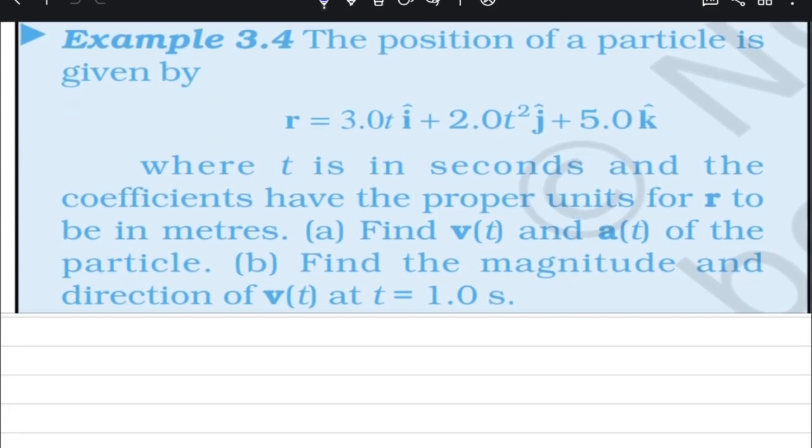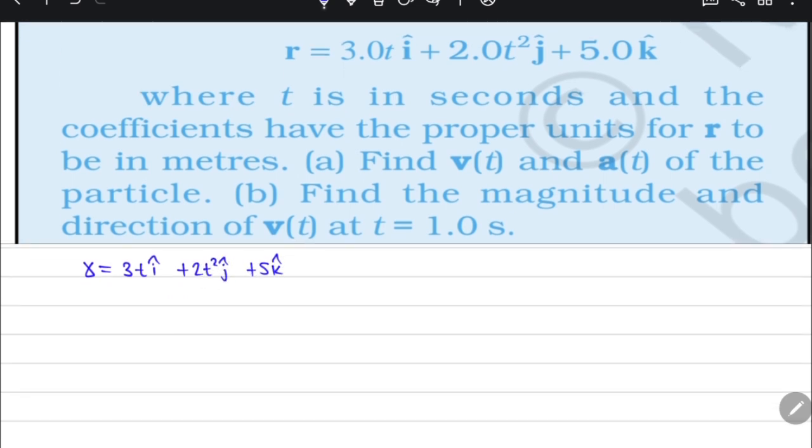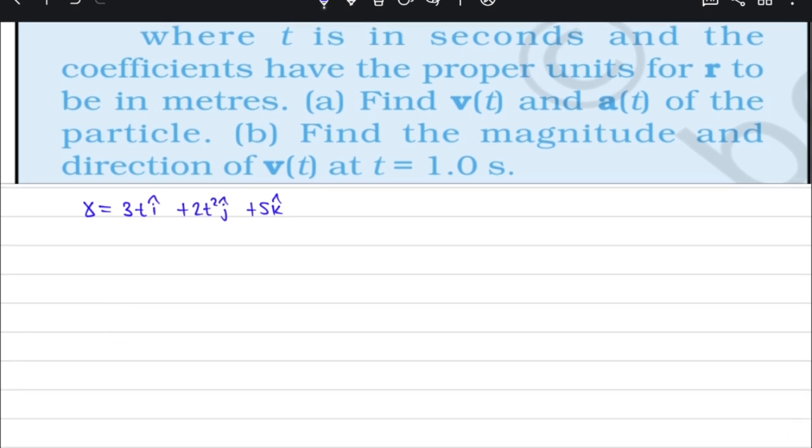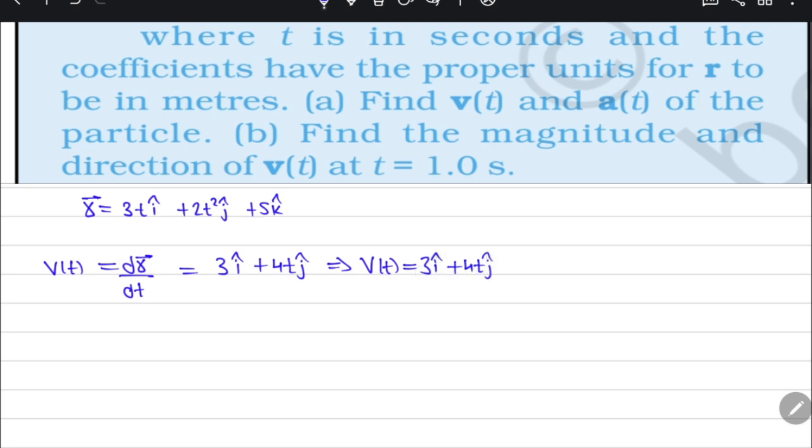The position of a particle is given by r equal to 3t i cap plus 2t square j cap plus 5 k cap. The t is in seconds and the coefficients have the proper units, r is in meters. Then velocity vector means we have to just differentiate with respect to time. So this comes out to be 3 i cap plus 4t j cap.